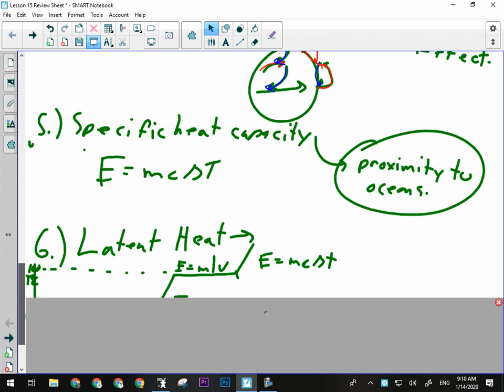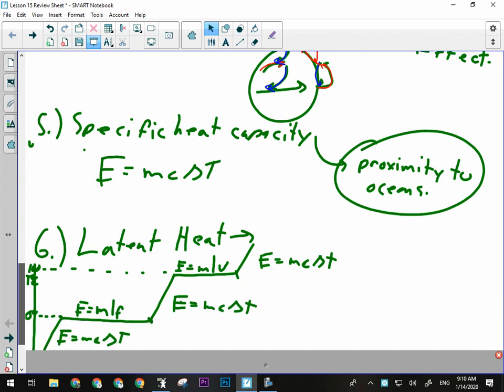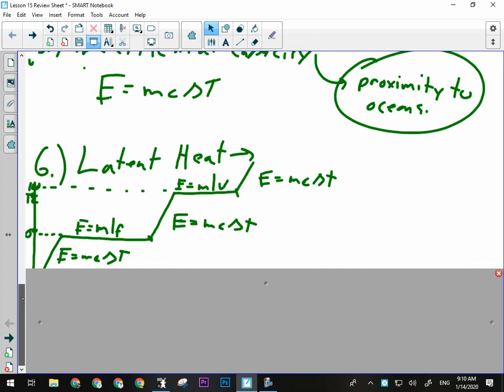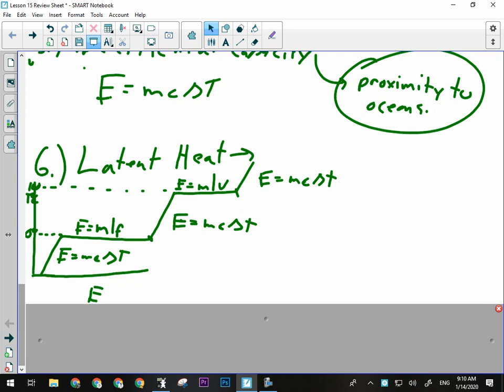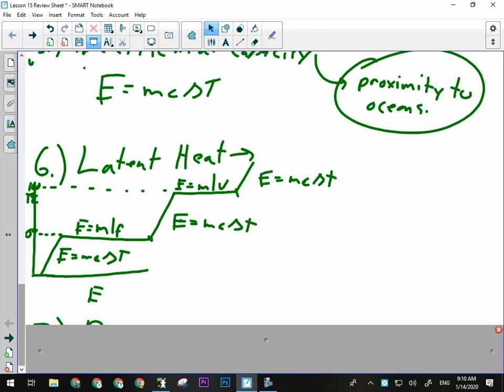Then latent heat. You're definitely going to get a heating curve question. Make sure that you can solve those problems. All of the necessary numbers are on the test. So 333 for Lf is on the test. The 2,260 for Lv is on the test. Giving you those numbers.